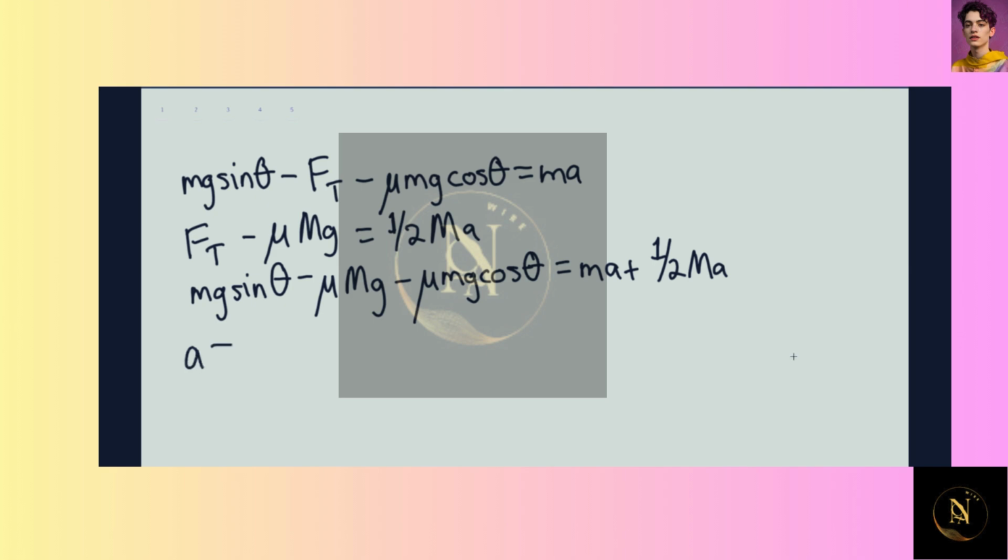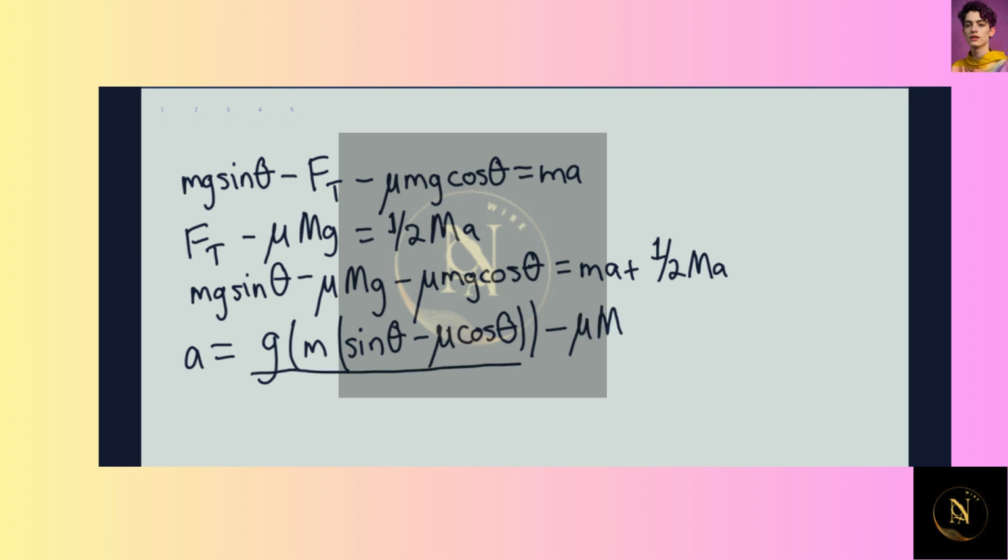So the acceleration would simply be equal to g times the mass times sine of theta minus the coefficient of kinetic friction times cosine of theta minus the coefficient of friction times m divided by the mass on the incline plus 1/2 capital M.